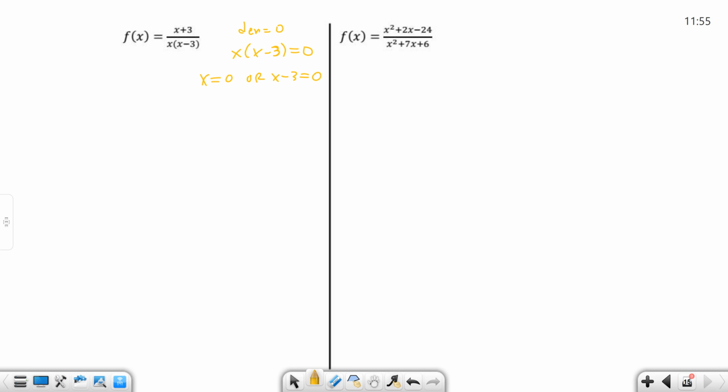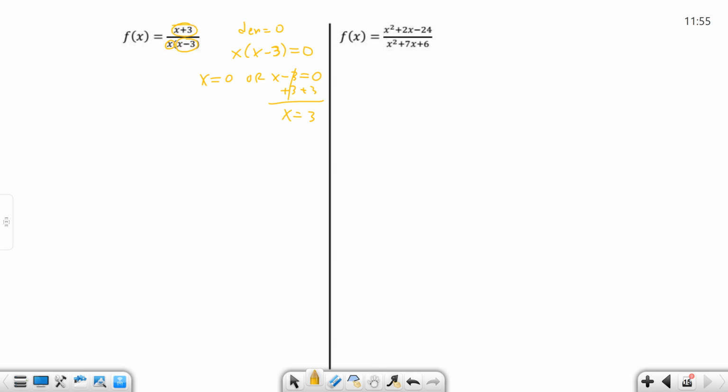So x equals 0, or x minus 3 equals 0. Here we're going to add 3 to both sides, so x equals 3. So here I have two things in my big bucket, 0 and 3. Do I have any shared factors? No, x is not shared up top. X minus 3 is not shared up top.